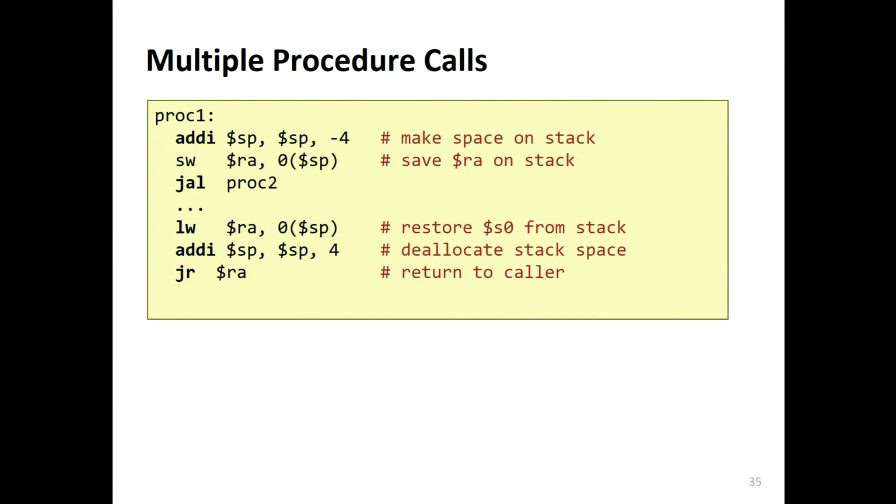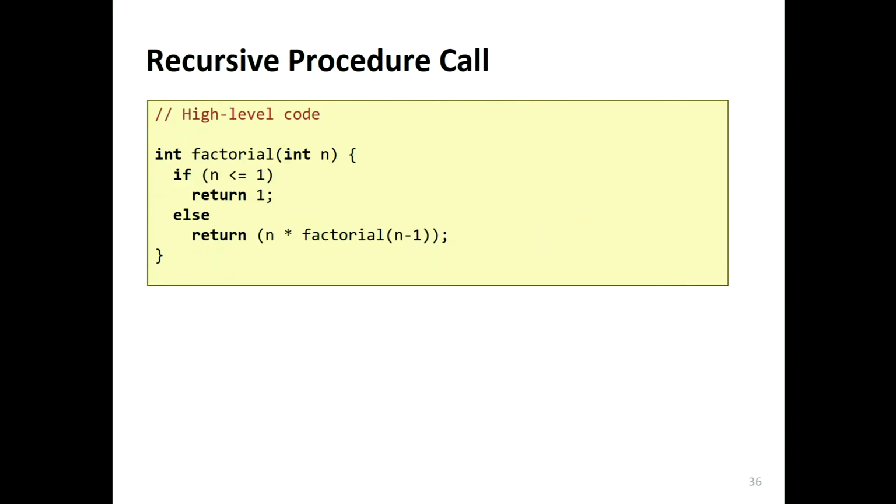All right, so this is what you do with multiple procedure calls. Now, recursive procedure calls are a little bit more complicated, but not much more. We're using the typical example of calculating a factorial. When you want to calculate a factorial, you first check if the number is smaller than, or equal to, 1. If it is, then you return 1.